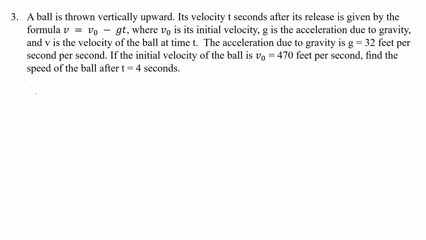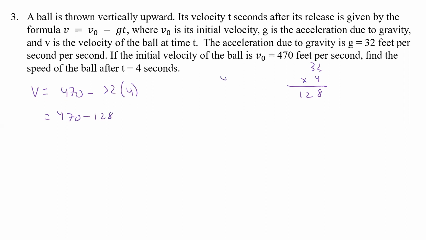Well, v is equal to v naught, which is 470, minus g, which we said was 32, times t, which we're saying is 4. Well, we just have to here take 32 times 4. 4 times 2 is 8. 3 times 4 is 12. So that's going to be 470 minus 128.